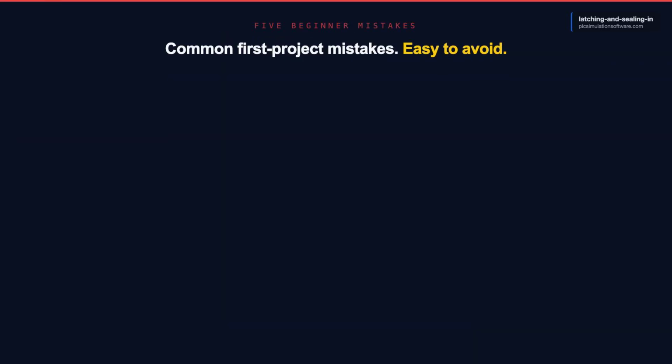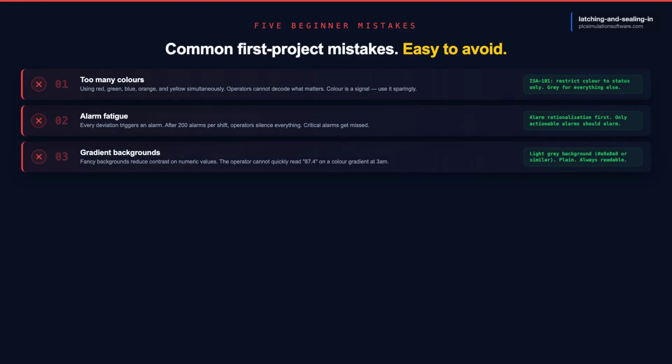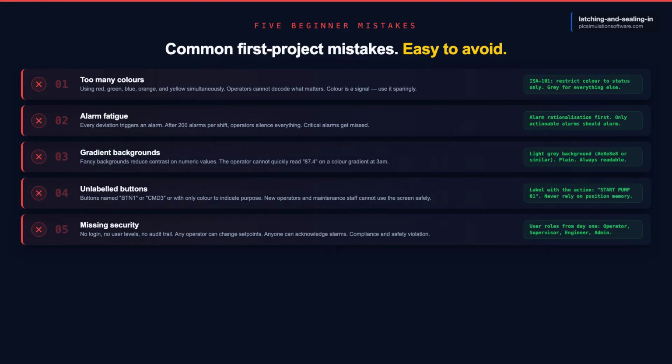Common HMI beginner mistakes that make the operator's life harder. Too many colors. The screen looks busy and the operator's eyes do not know where to land. Alarm fatigue. New programmers add an alarm for every condition. After a month, operators ignore alarms entirely because the screen is permanently red. Gradient backgrounds. Slow to render, distracting, and against the ISA-101 principles.